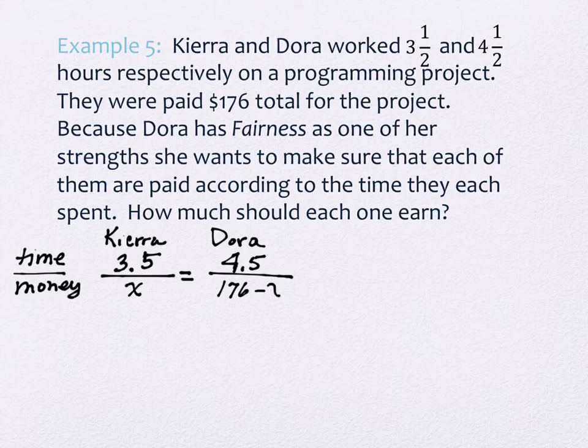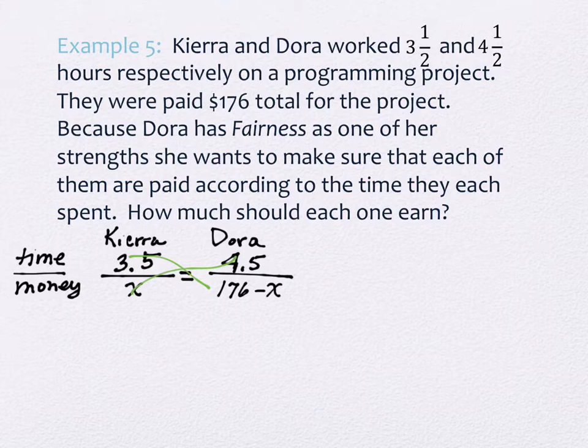176 minus x. Just the leftover, right? Whatever remains, that's how much Dora would make. So this is one way to set up the problem, and I'll show you another one later. So we're going to split this apart with a multiplication, right?